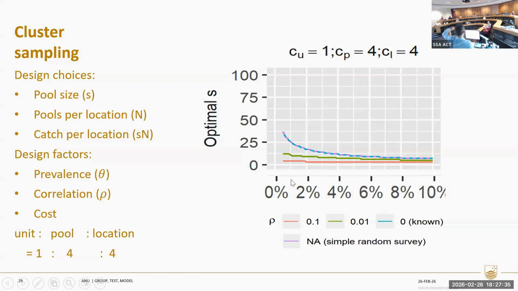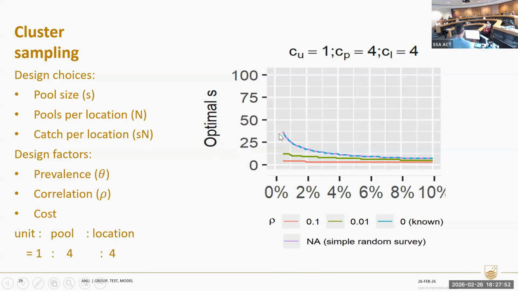So what correlation does is it puts a cap on the maximum number of catches per location, S times N, which then sort of indirectly puts a cap on what your pool size can be. Anyway, so your optimal pool size is quite a lot smaller.